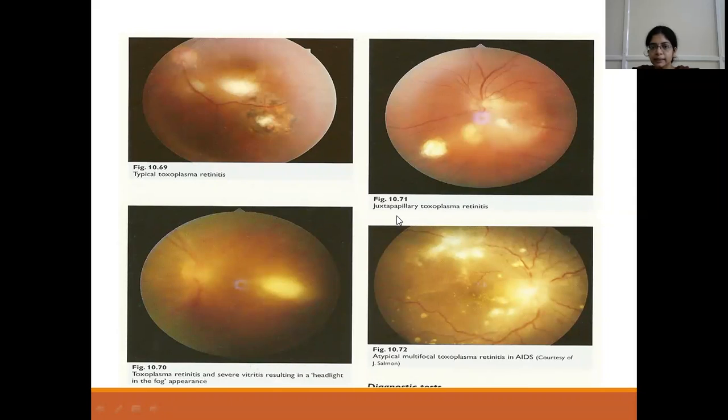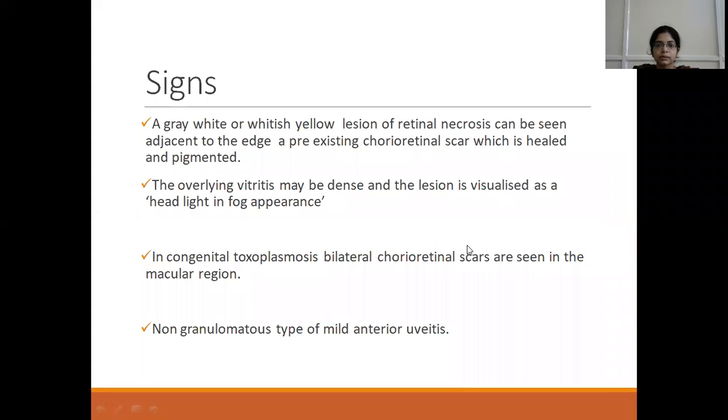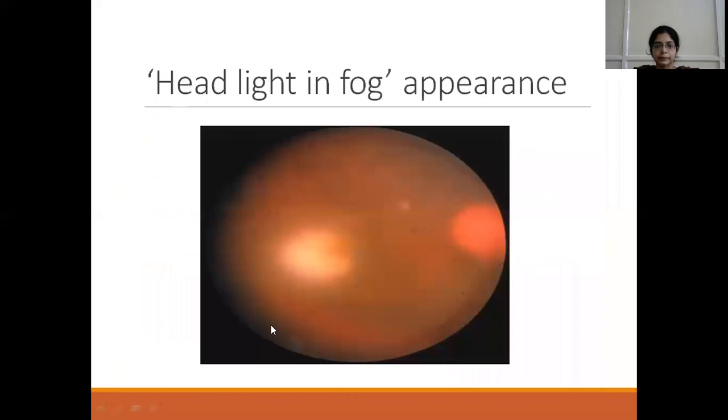Again, as I said, this is juxtapapillary retinitis, and again this is a headlight and fog appearance. Sometimes in AIDS patients or immunocompromised patients, you need not have a single focus of chorioretinitis like this. You can have multiple foci of chorioretinitis, especially in immunocompromised patients. So that is what I'm referring to. If this uveitis is extending to the anterior part, you will have a non-granulomatous type of anterior uveitis.